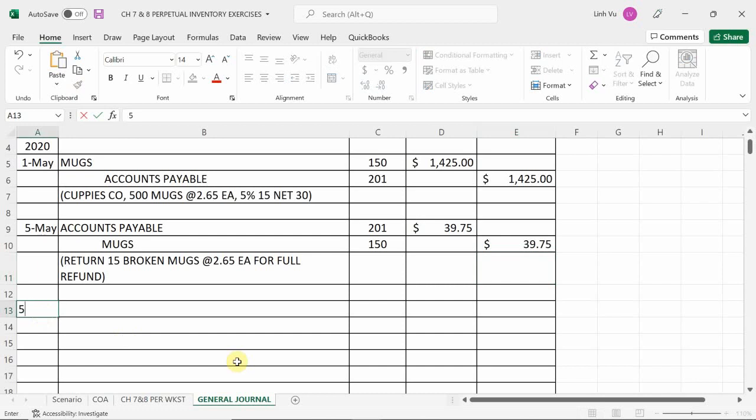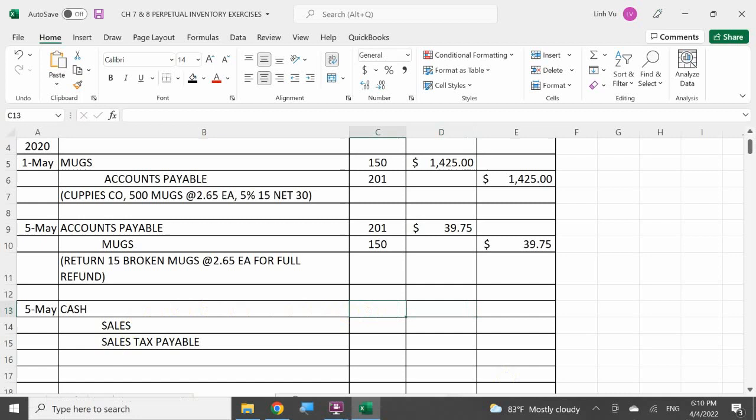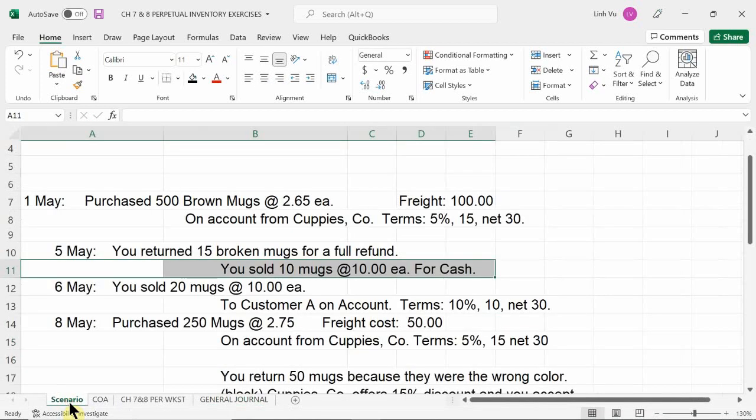It is May 5th, the same day I received cash for my sales. But I also sold some stuff and I also charged some sales tax. So starting from cash, account 102, sales is account 401, and my sales tax payable is 230. In this case, you were given that you sold 10 mugs at $10 each for cash.